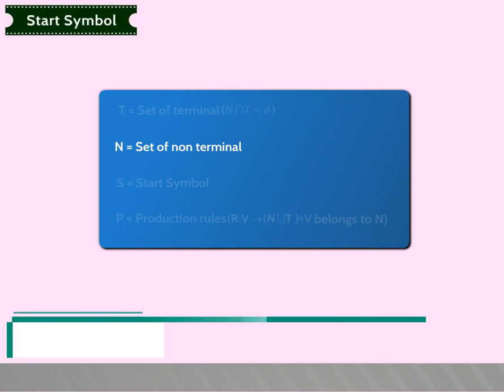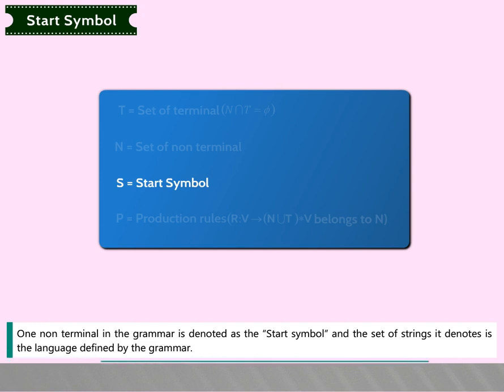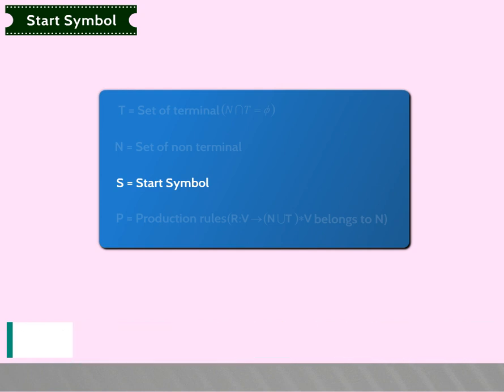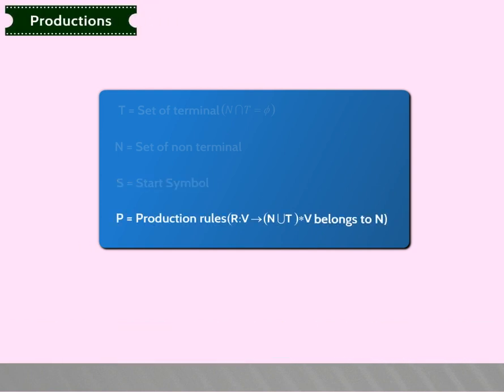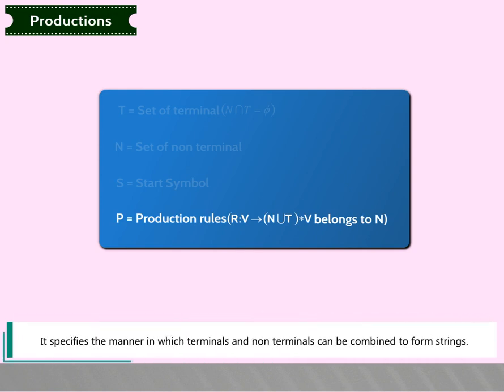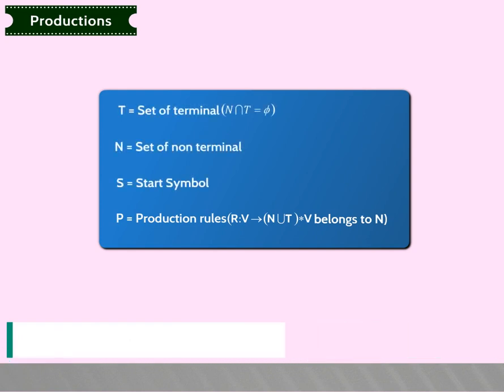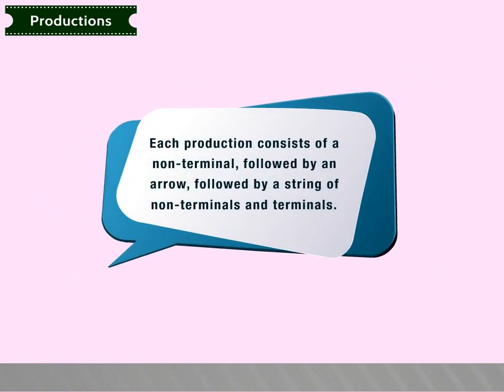Start symbol. One non-terminal in the grammar is denoted as the start symbol, and the set of strings it denotes is the language defined by the grammar. Productions. It specifies the manner in which terminals and non-terminals can be combined to form strings. Each production consists of a non-terminal followed by an arrow, followed by a string of non-terminals and terminals.